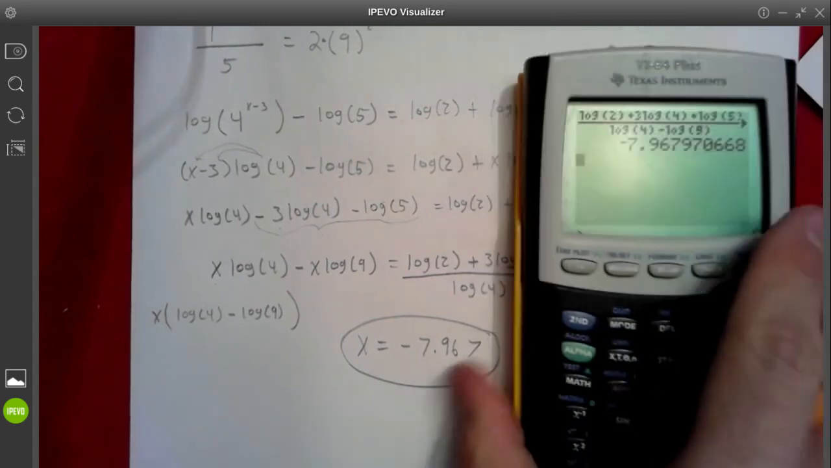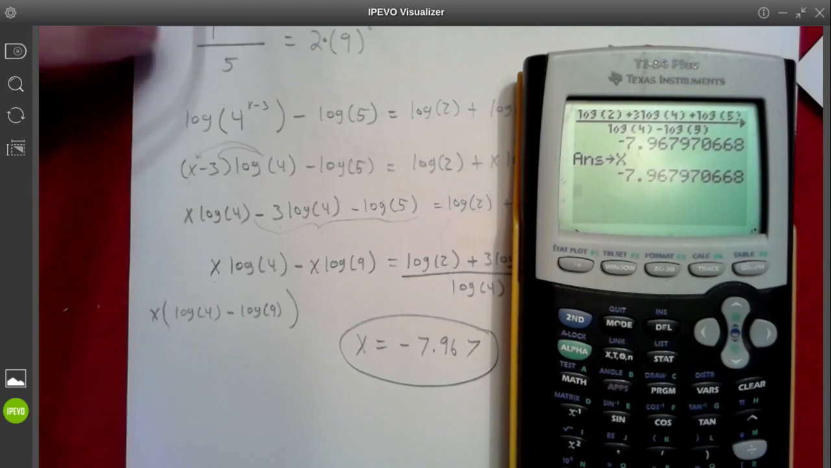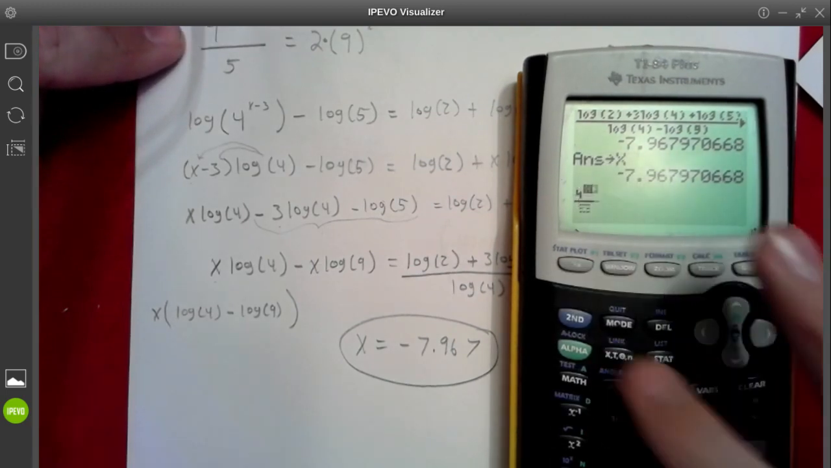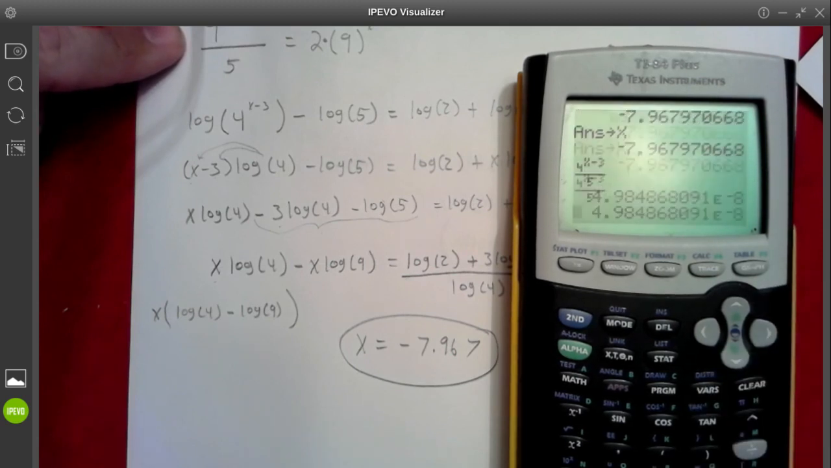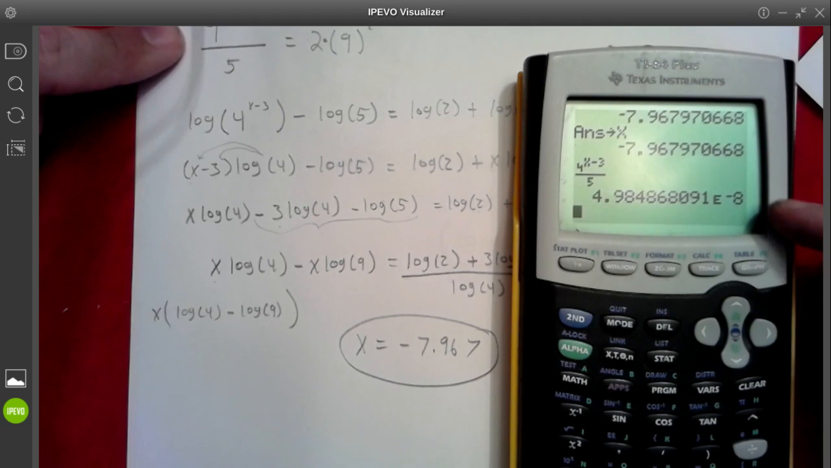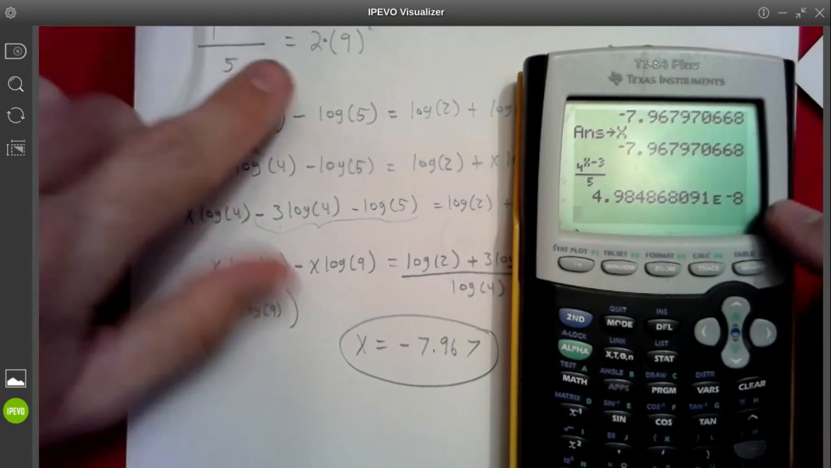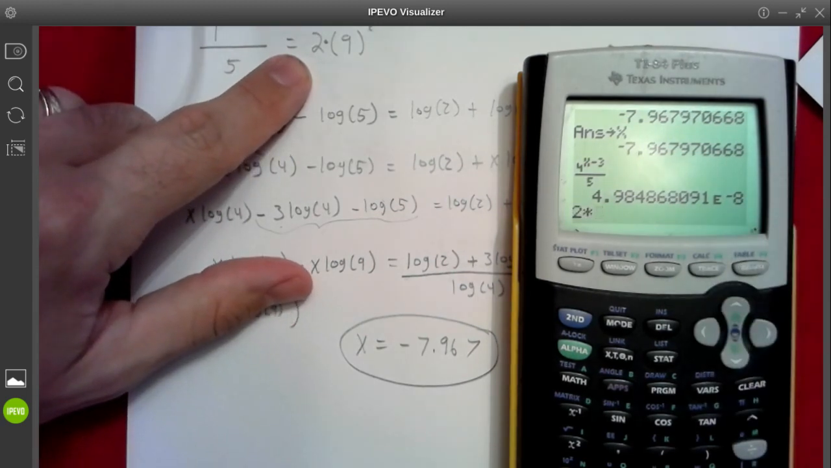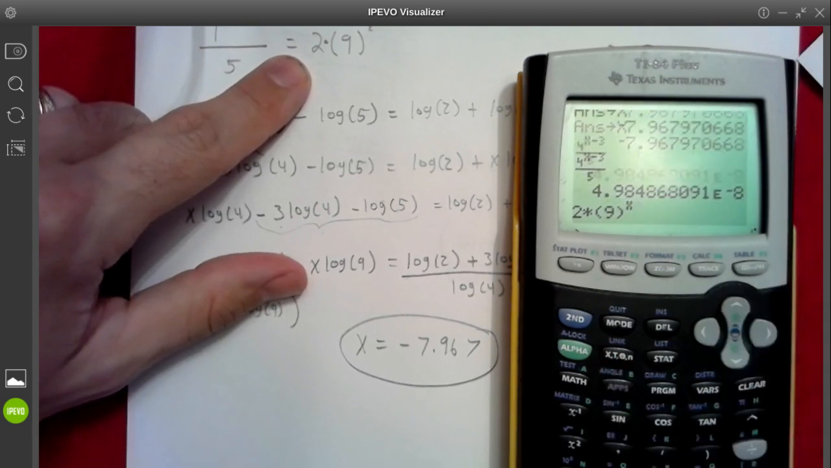All right, let me go ahead and check this. Sub in the x. On the left-hand side, we got 4 to the x minus 3 divided by 5. That's what we get for the left-hand side, and this is basically 0. Remember that? Got the e negative 8 here. And then the right-hand side is 2 times 9 to the x.